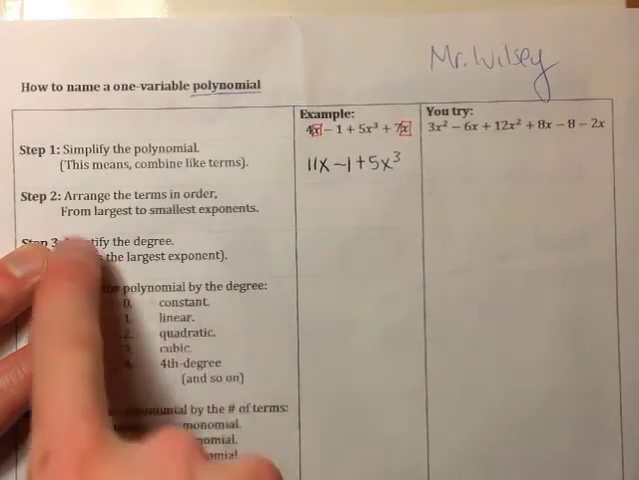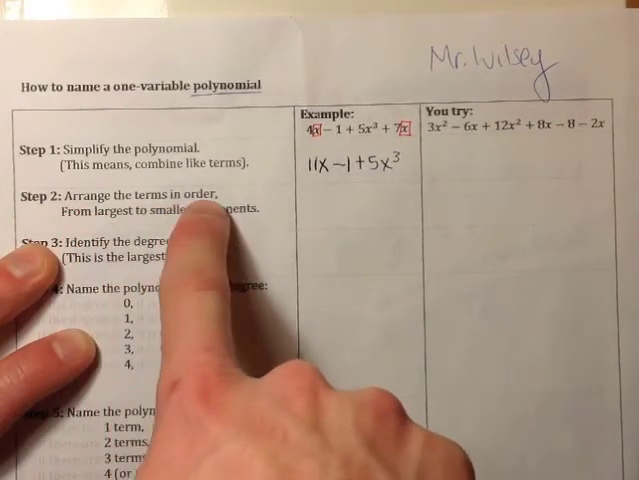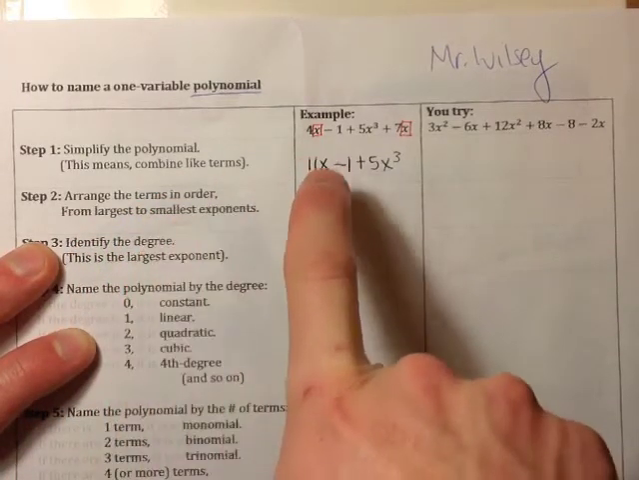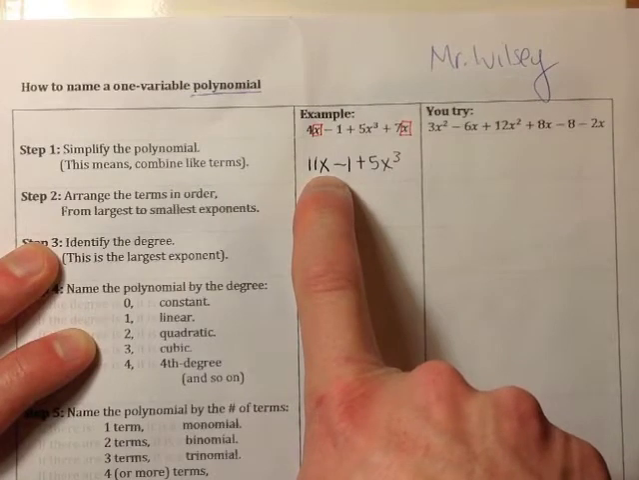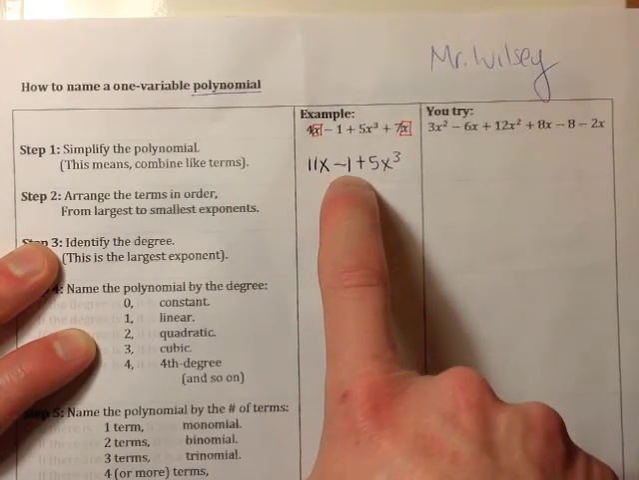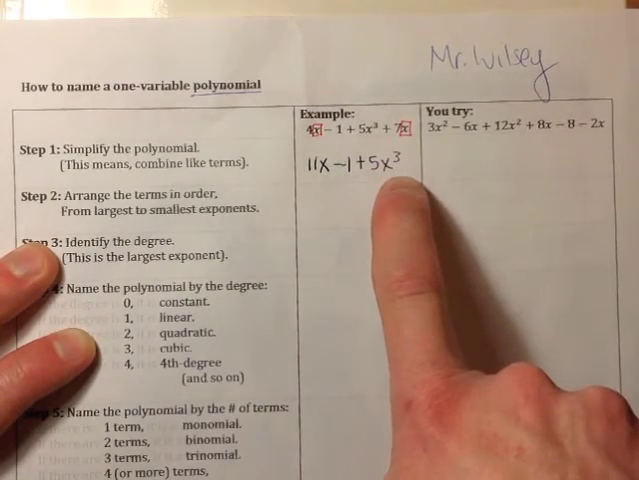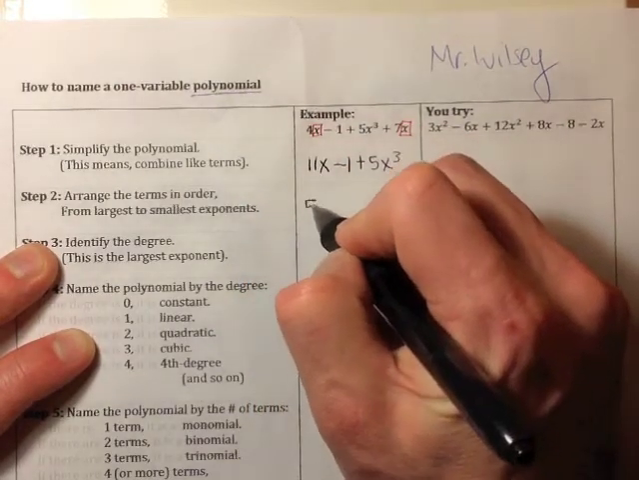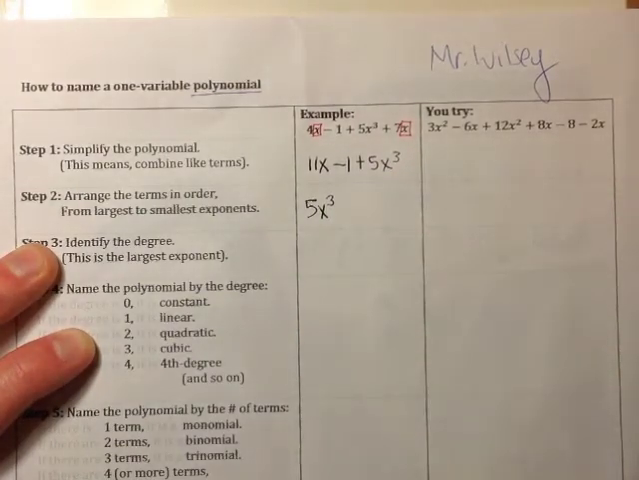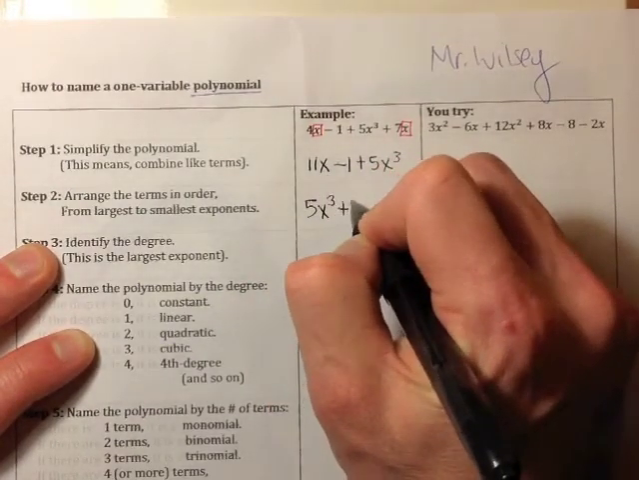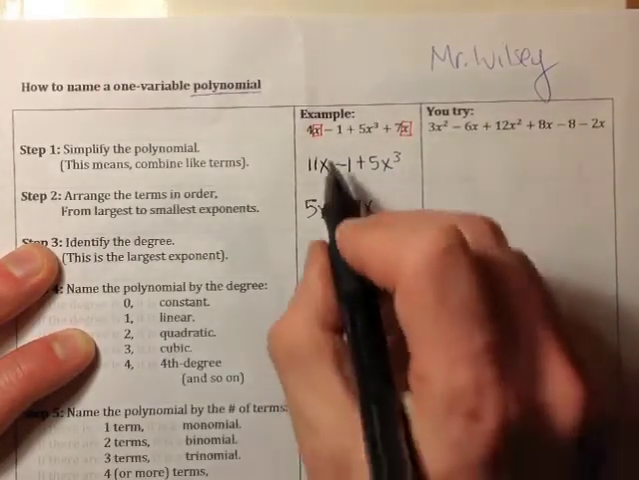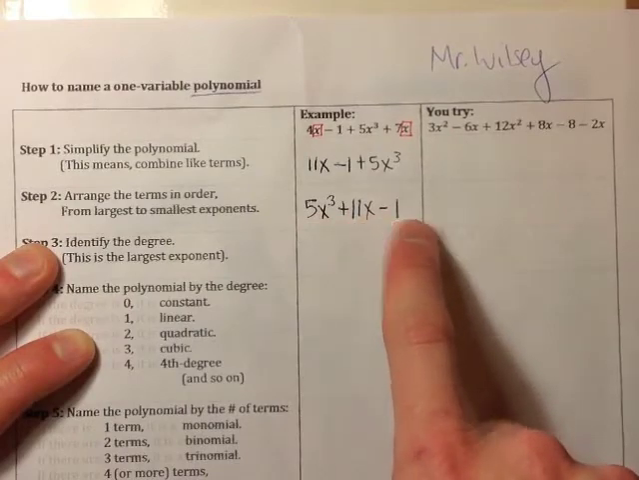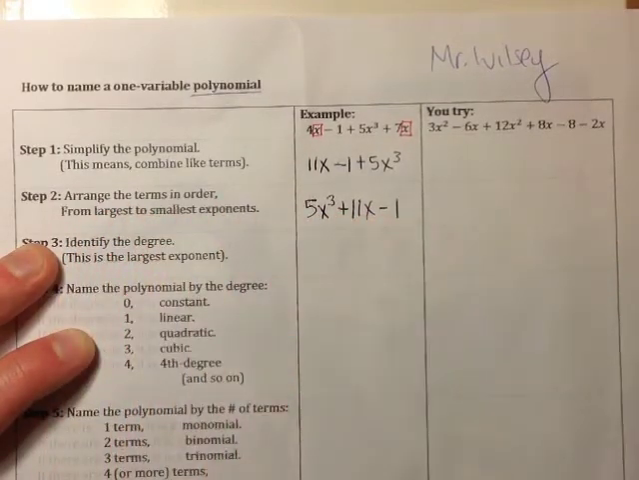Now, that's step 1. Let's look at step 2. Arrange the terms in order from largest to smallest exponents. So the exponent here is 1. The exponent here is 0. The exponent here is 3. Arrange these terms in order. So the first one would be 5x cubed, largest exponent, then plus 11x, and then minus 1. There we go. The terms are arranged in order from largest to smallest exponents.